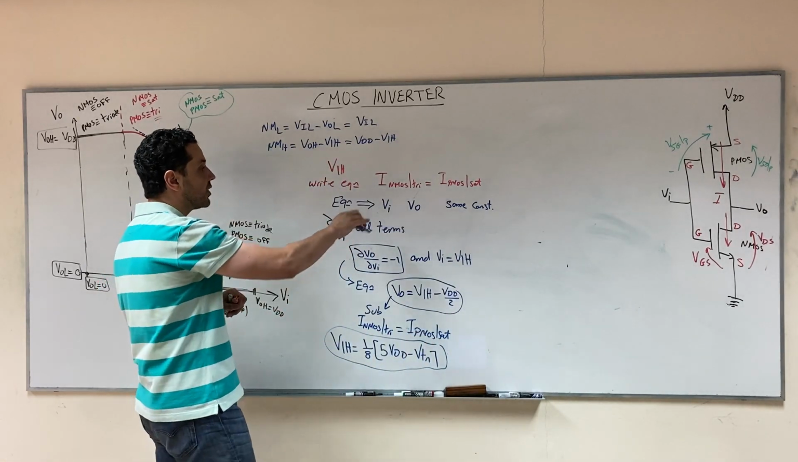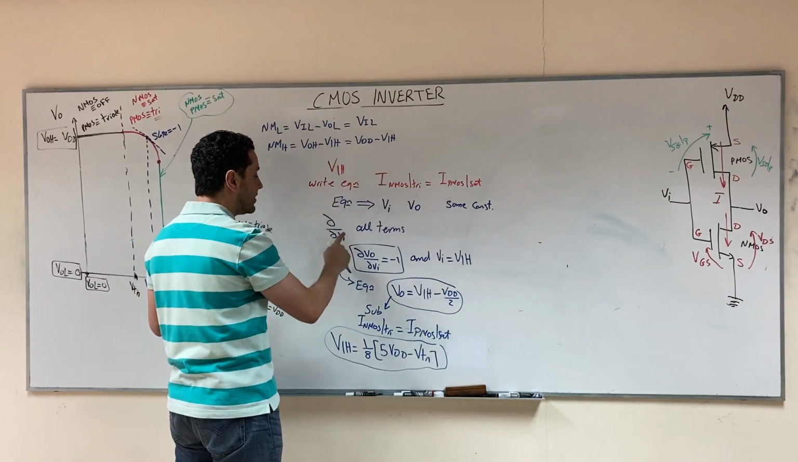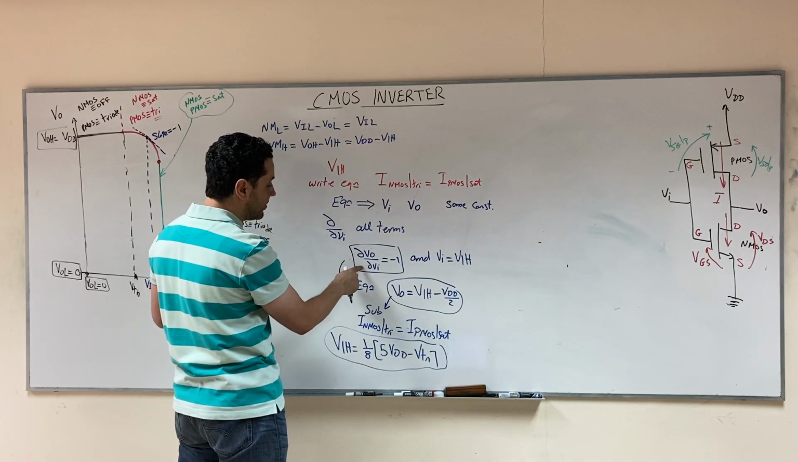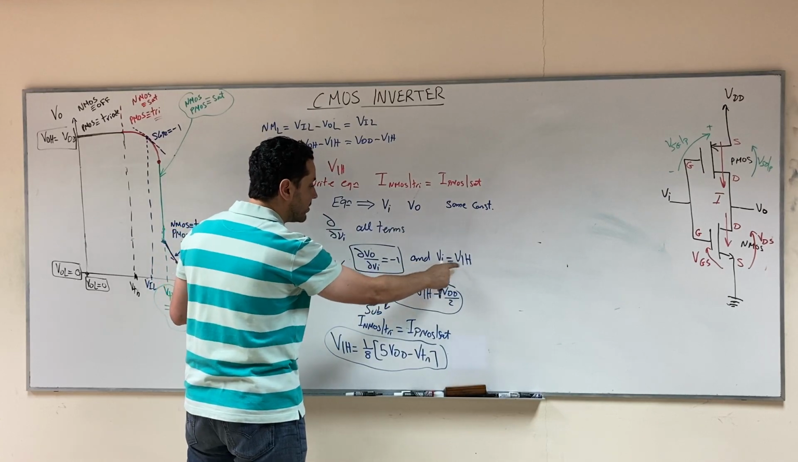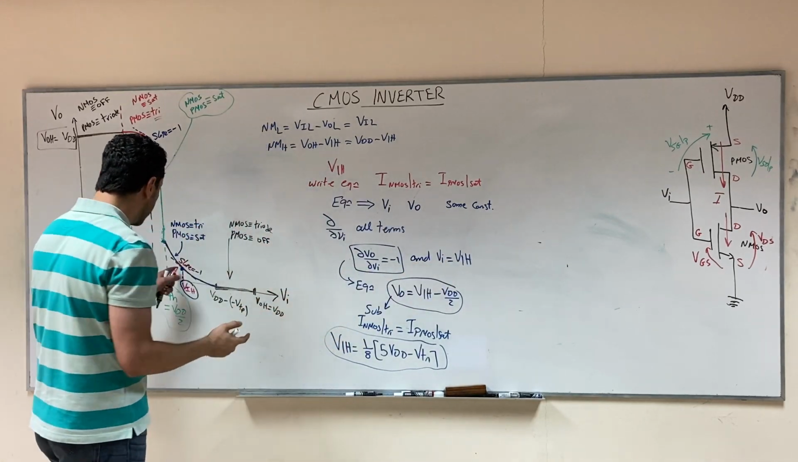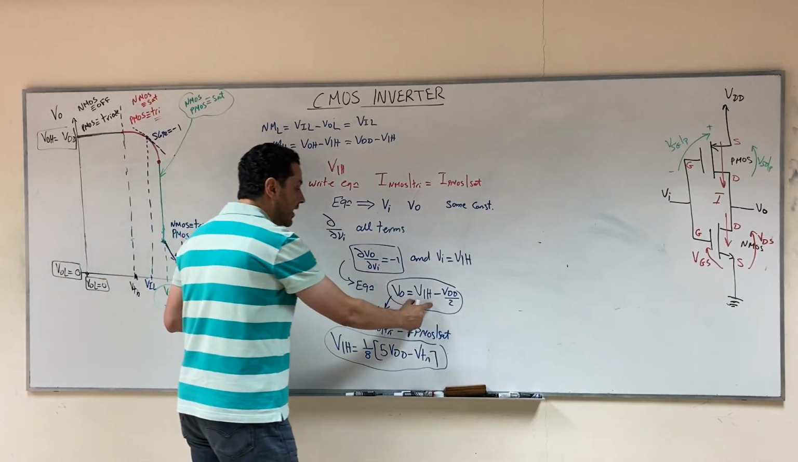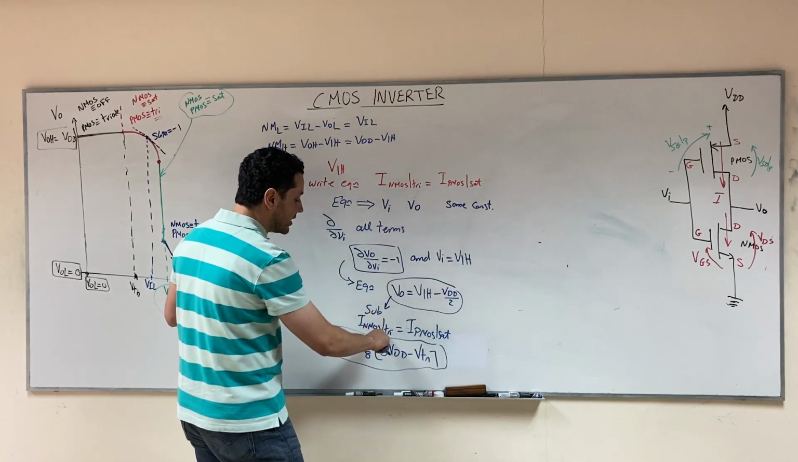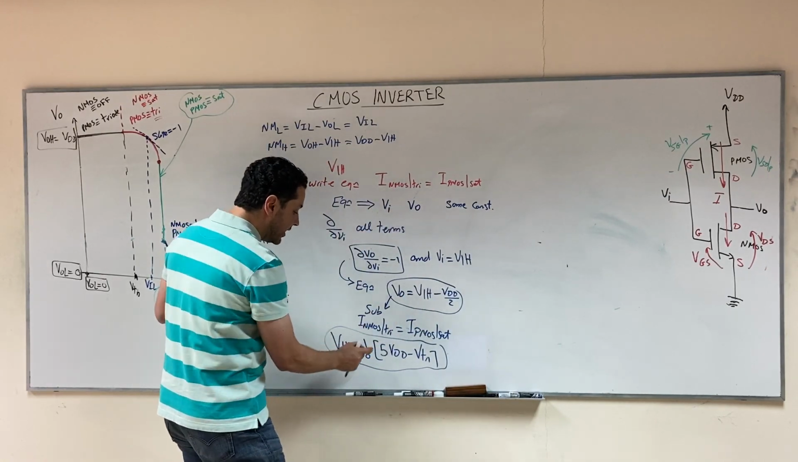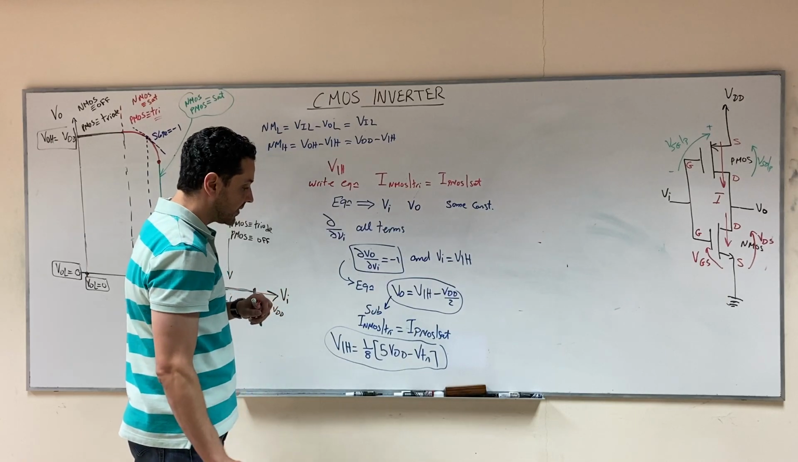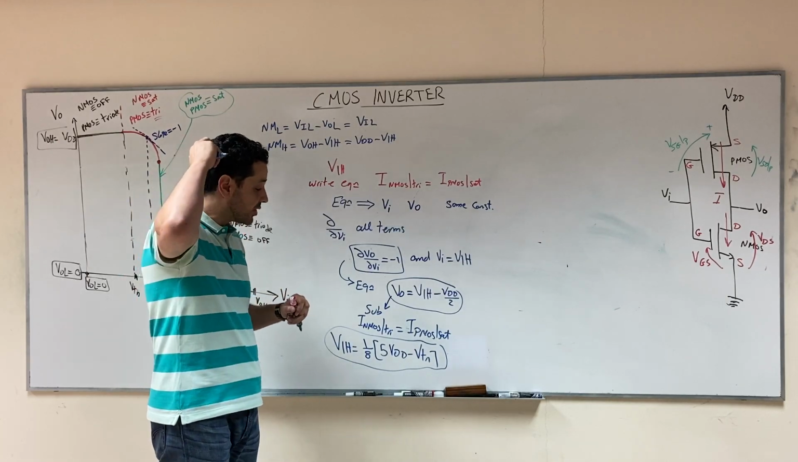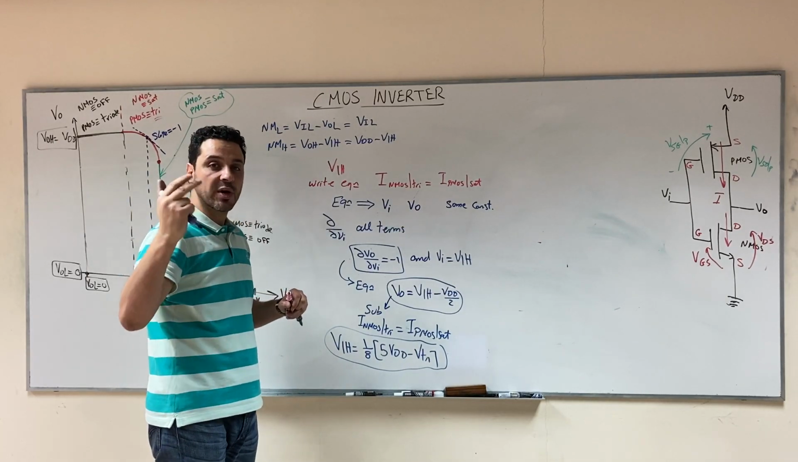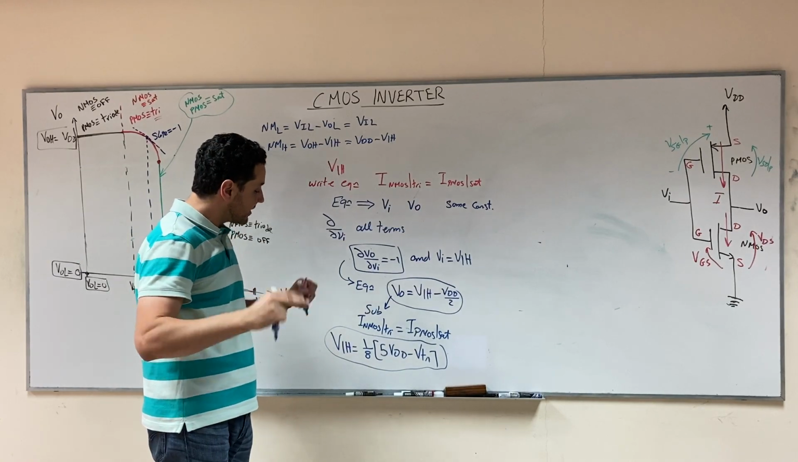This is the procedure. You write first the equation, you differentiate with respect to V input, substitute dV output by dV input as -1 and V input by VIH. This is the point that we are looking for. You will get a relation between V output and VIH. Substitute this relation again in the current equation, you get the expression of VIH. Don't worry about a lot of math. You will do it one time as a class assignment or a homework, and you submit it, and don't worry about it later.